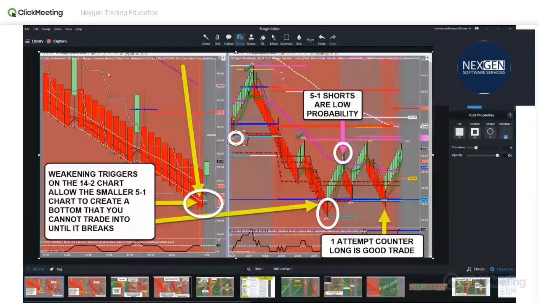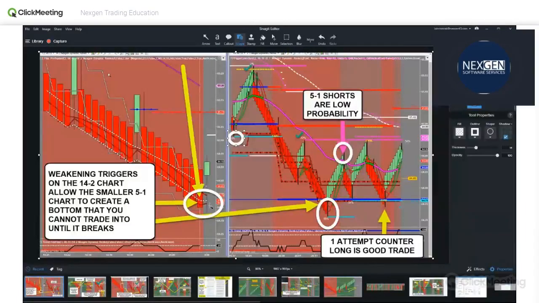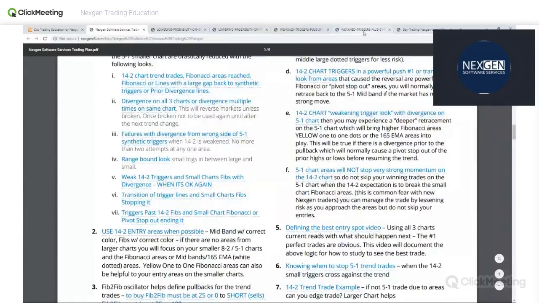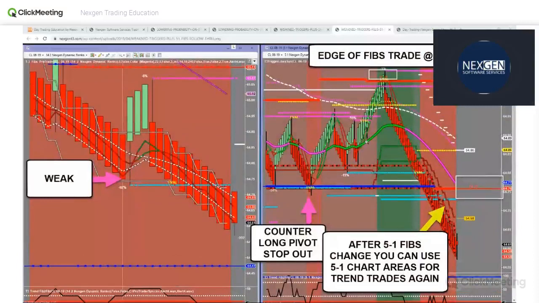So again, Melby, I want to hear from you real quick. Does this concept make sense? It's rigid because weak triggers are a situation where the small charts will terminate 5-1 trend trades. Doesn't mean it'll never go down again. As a matter of fact, the next picture in the plan is when it's okay again. So take a look. This is the same picture here. This is the next picture that's in the plan.